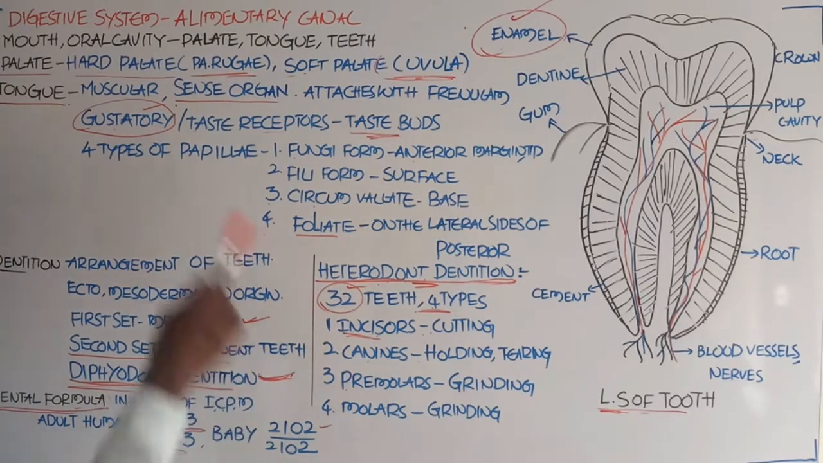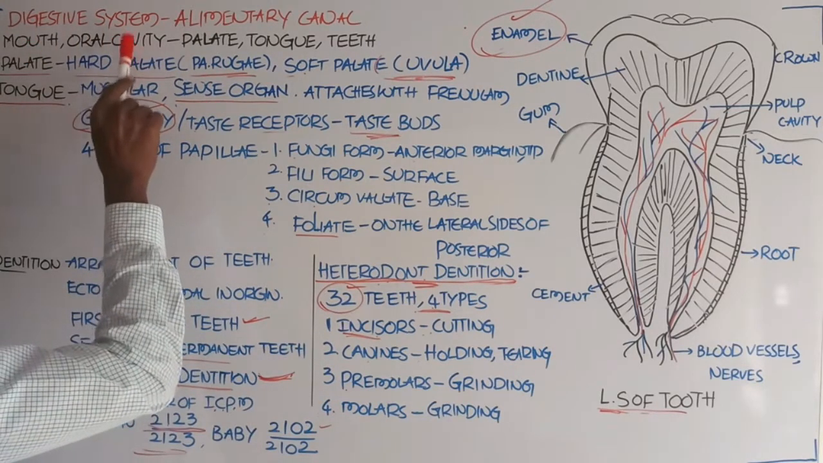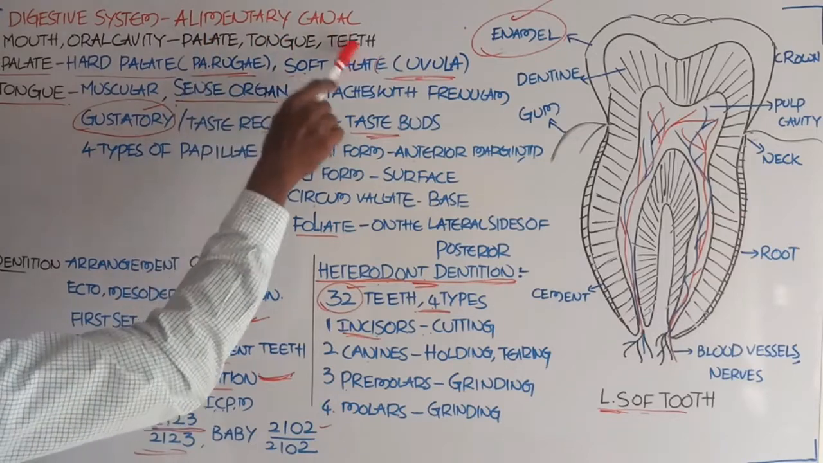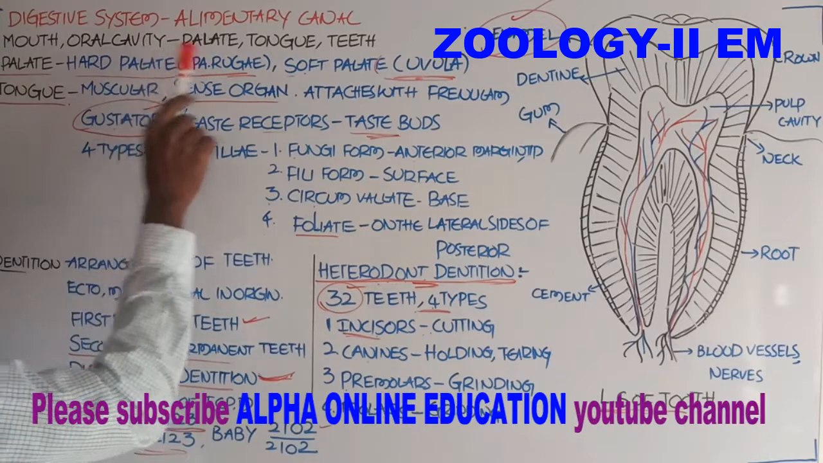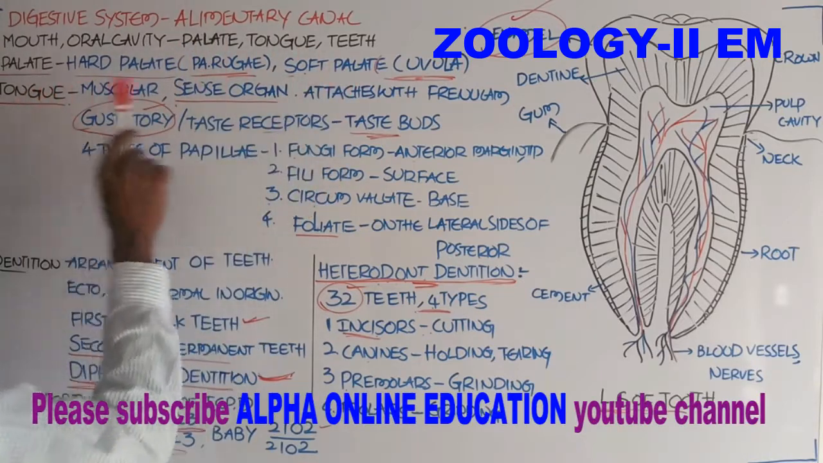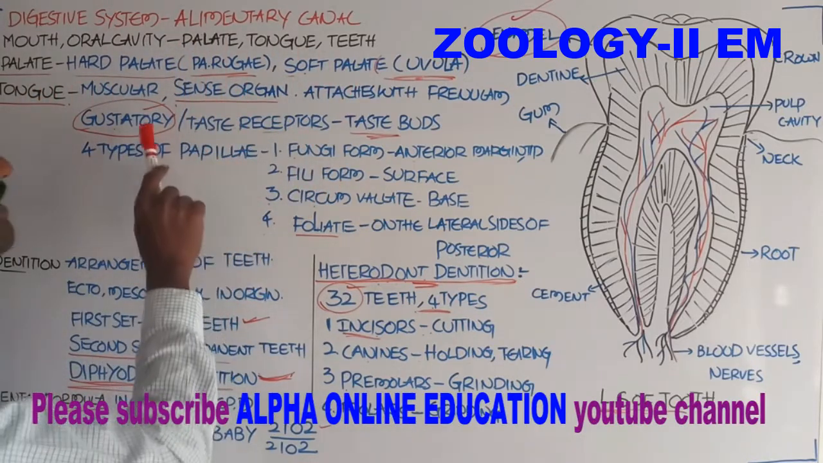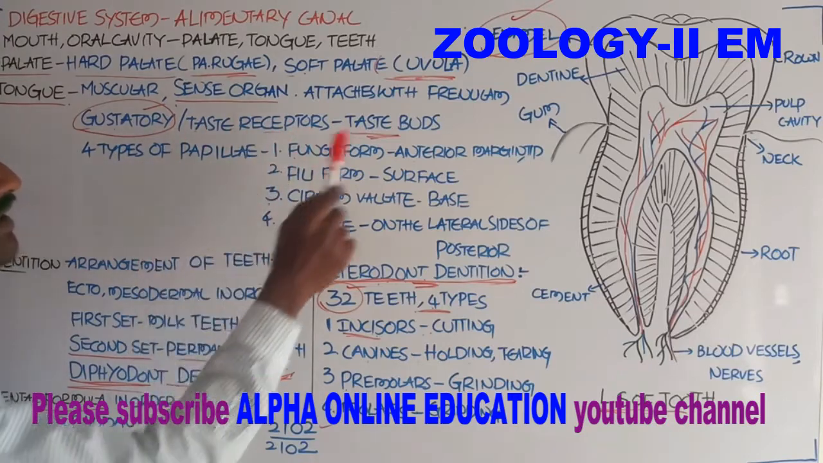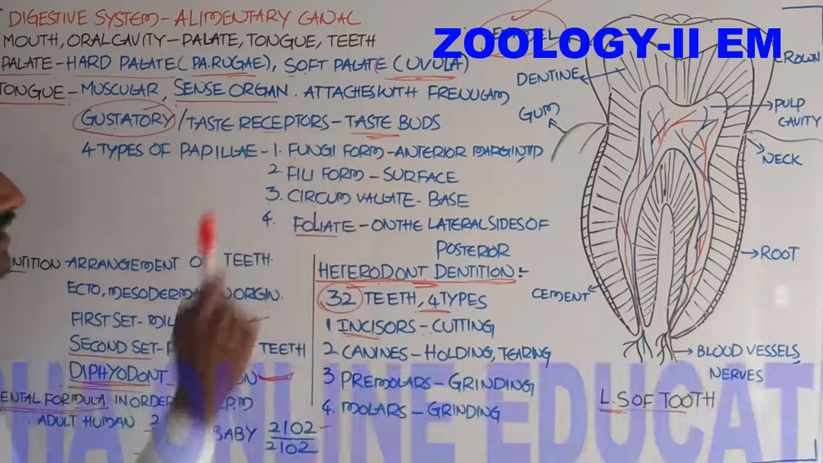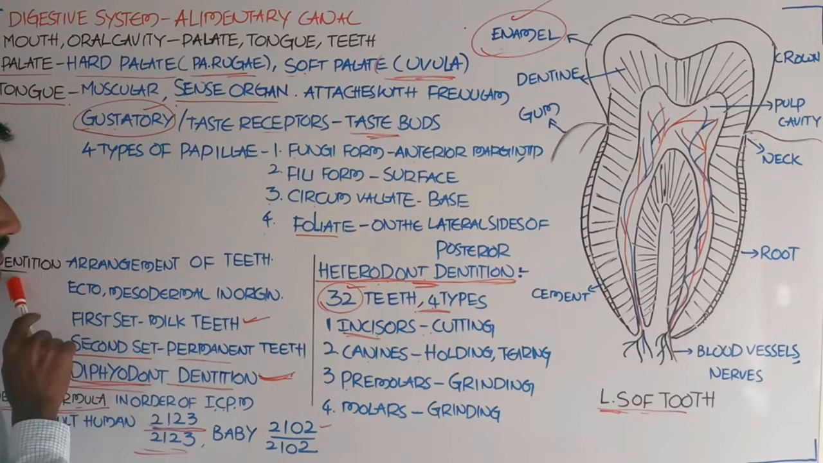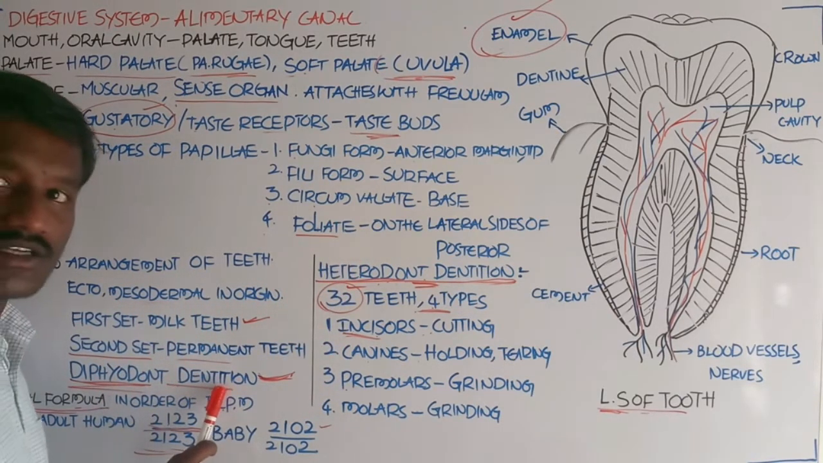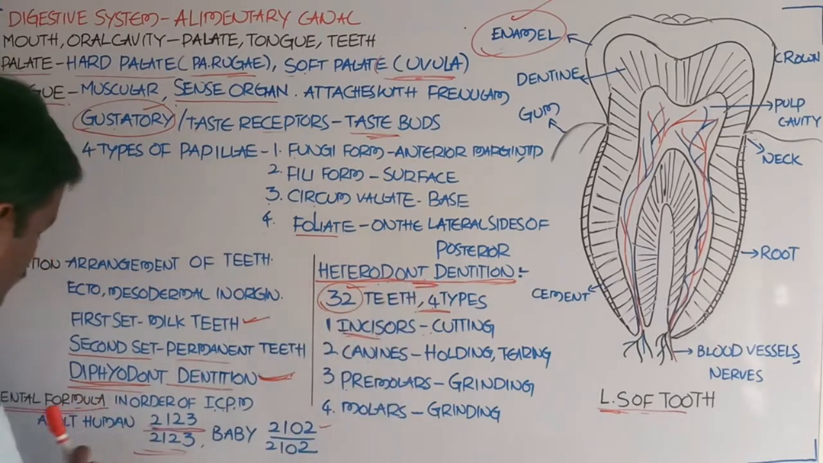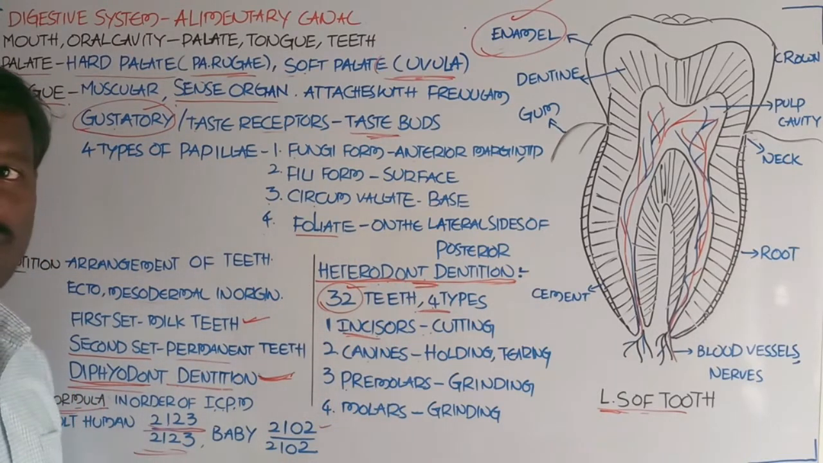Okay, students, this is about the parts of the alimentary canal. The different parts are the mouth and the oral cavity with the palate, tongue, and teeth. The palate has the hard palate and soft palate. The tongue is a sense organ and consists of gustatory receptors, taste buds, of different types. And in dentition, we covered diphyodont dentition, heterodont dentition, and the dental formula. Okay, students.